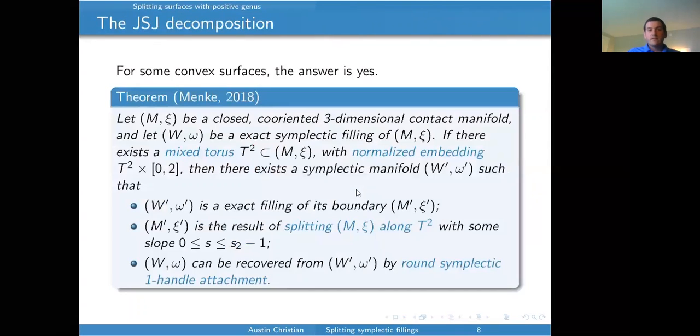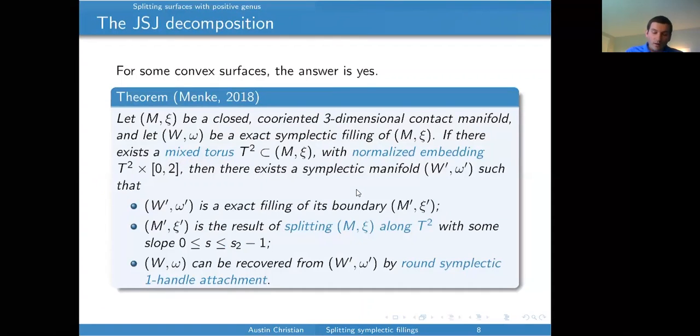So the answer is yes for some convex surfaces. It turns out because we don't have as much control over the characteristic foliations that appear once we have genus, just having a convex surface isn't enough. But if we have a convex surface which is mixed in some sense, so the statement given here is just for genus 1, that satisfies some sort of additional geometric criteria, then the answer is yes.